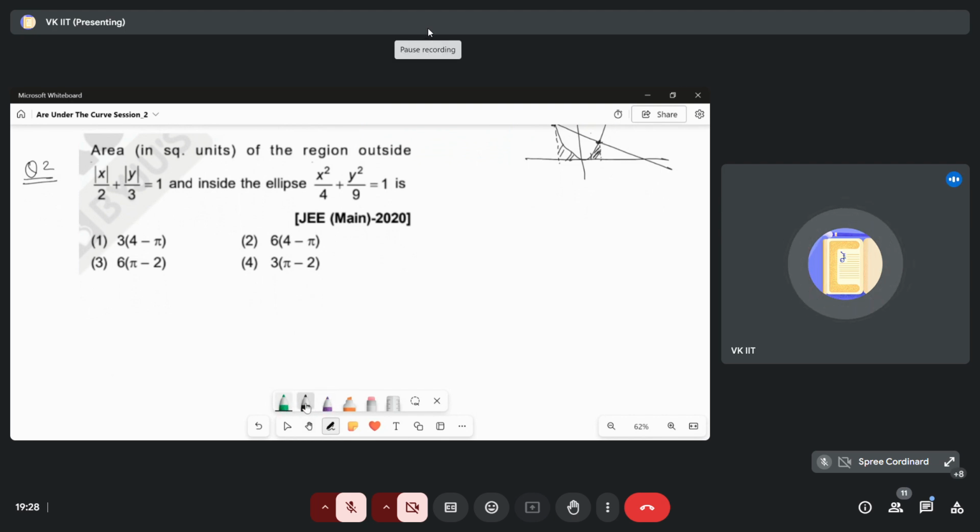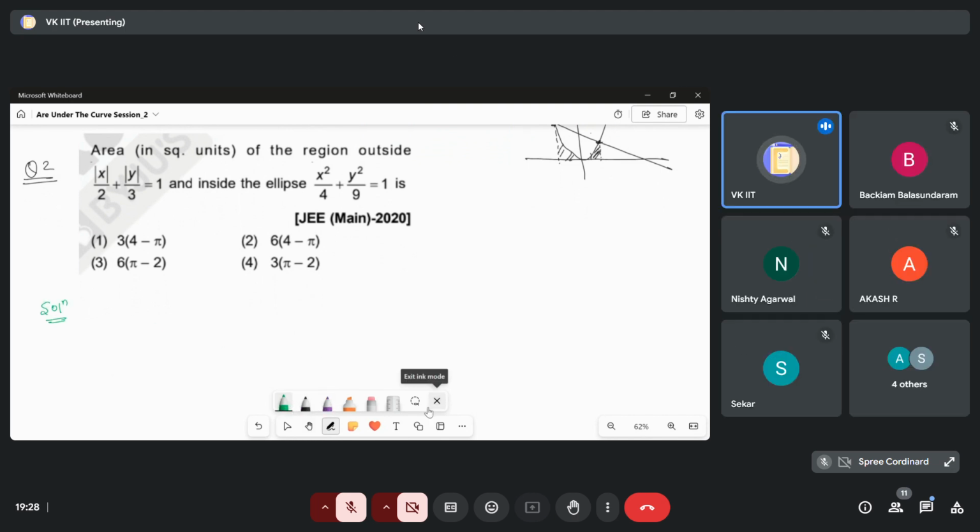Yes. What about this question? Can you assume that this is a straight line only, which is having the intercept 2 and 3? Okay, the curve 1 is given as mod x by 2 plus mod y by 3 equal to 1. So anyone able to observe that this is a straight line?